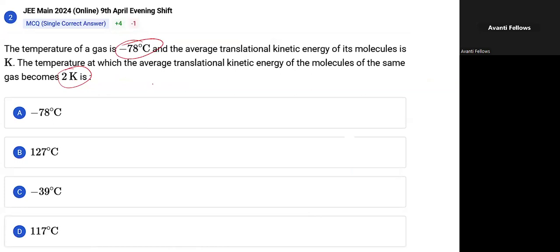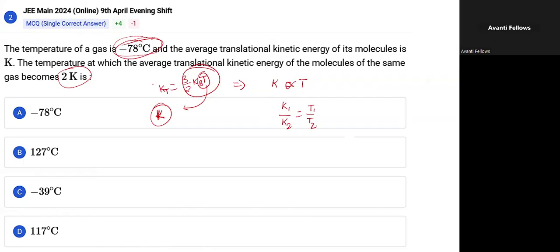Now we know that the translational kinetic energy of a gas is nothing but 3 by 2 times kB into T. This is the translational kinetic energy, K_T. According to this formula, kinetic energy is directly proportional to the temperature, but that temperature should be on the Kelvin scale. The given temperature is in Celsius, so firstly we need to convert it. We can write K1 by K2 is equal to T1 by T2.